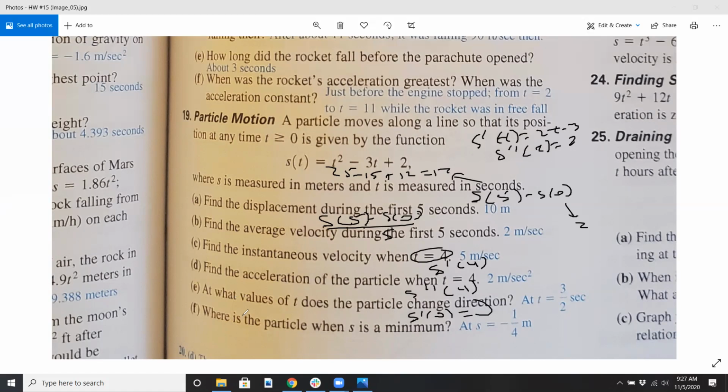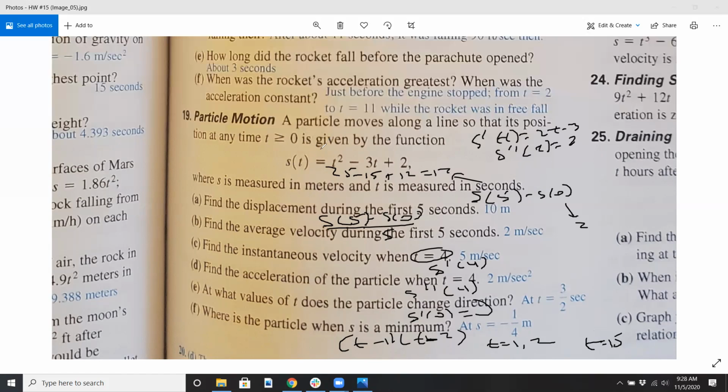And where is the particle when S is at a minimum? So you'd have to find the vertex for this, which is not so bad because you can actually factor it. And your x-intercepts are 1 and 2 for the position graph. So then your x-coordinate of the vertex is 1.5, which kind of makes sense because that's where our velocity was 0. And then you plug 1.5 into the function itself, the position function, to get the lowest position.